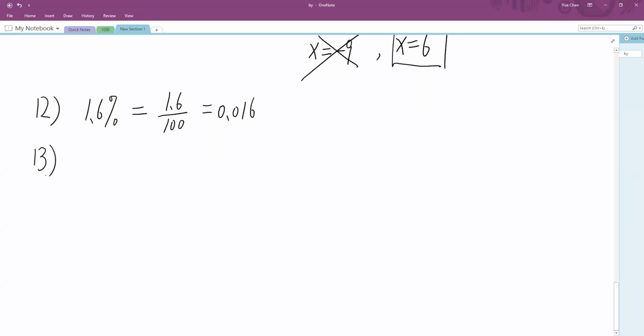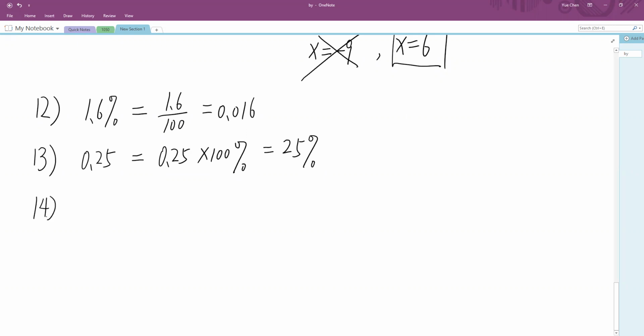13. Convert the decimal to percentage form. So it is 0.25 times 100%. It would be 25%. Okay. This percent means divided by 100. So when you multiply by 100 divided by 1, it will change nothing, right? This is actually 1. 100% is equal to 1, right? This is number 13.